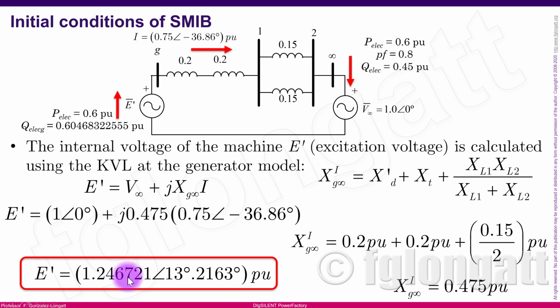This is, again, the internal voltage. Remember that internal voltage is, let me use the laser pointer here. We are here at, this is the internal voltage of this synchronous machine, okay? And you can see the numerical value. The numerical value is 1.2467, okay? Now let's go back to Power Factory.